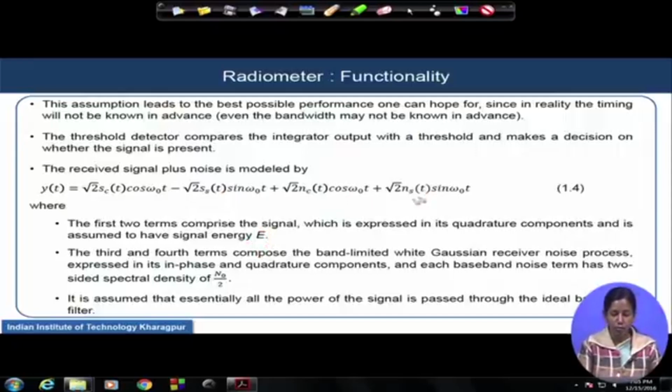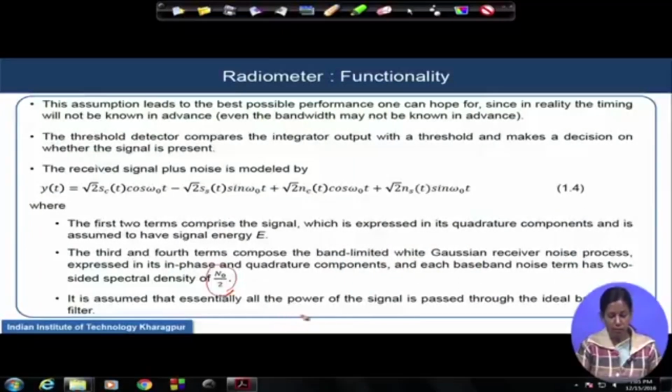And the third and fourth terms are the band limited white Gaussian receiver noise process, one the in-phase and the other the quadrature phase component, and they have a one sided power spectral density given by eta 0 by 2. We also assume that all the power of these signals is passed through this ideal band pass filter.